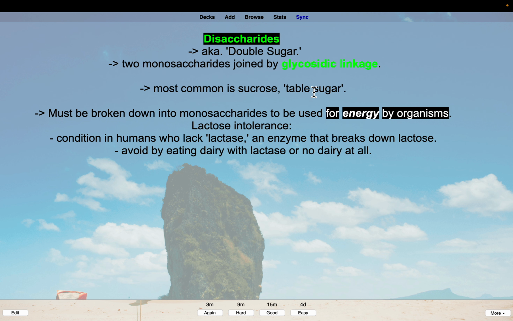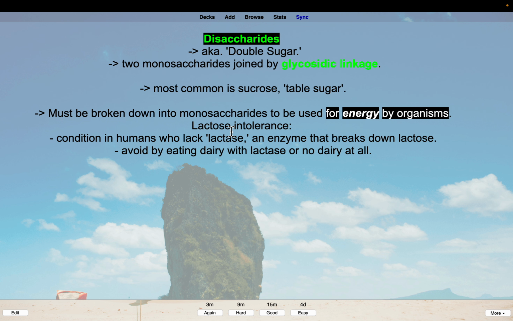Table sugar. Table sugar is sucrose. So they must be broken down into monosaccharides so that they could be used for energy by organisms. This is why usually if you need a lot of energy, you eat a lot of carbohydrates, because this is the chemistry behind that. So yeah, disaccharides, double sugar: two monosaccharides are joined by a process called glycosidic linkage. So this is an important term.